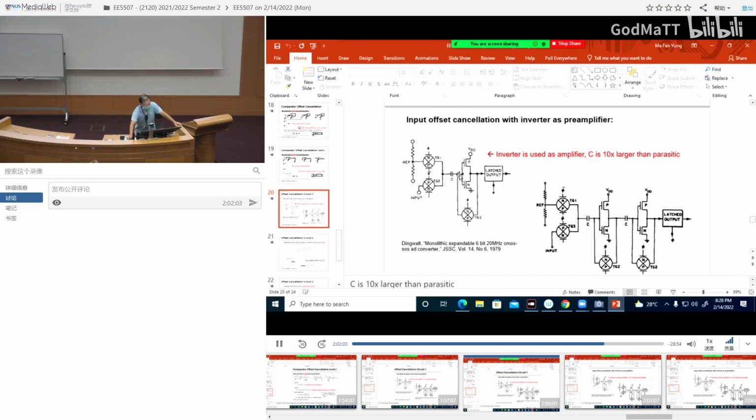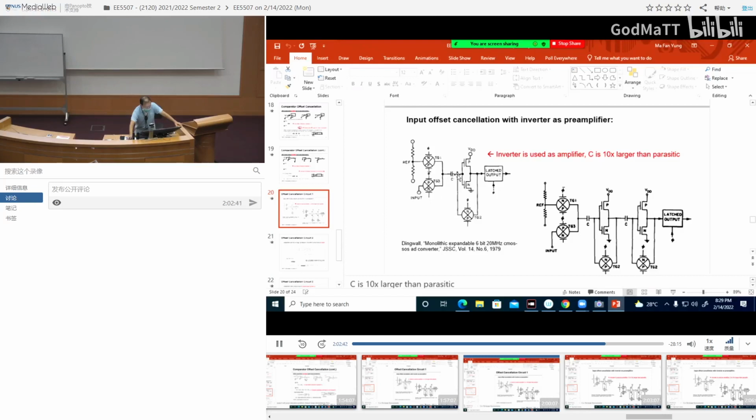So here I'm biasing the inverter in the high gain region, and I'm storing the reference across this capacitor. Then when I want to do the comparison, I open phi 1, so phi equals 0. I open this switch, I open the TG1 switch, and I close this TG3 switch. Phi equals 0, phi bar equals high.